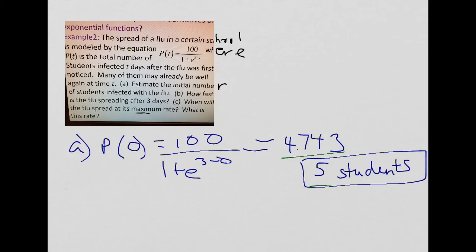All right, so we're up to part B. For B, we need dp over dt because it's asking how fast the flu is spreading after 3 days. This is very similar to talking about velocity. So we need the derivative. So dp over dt needs to be found.